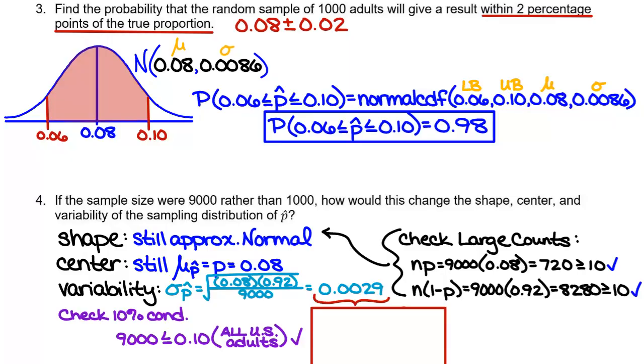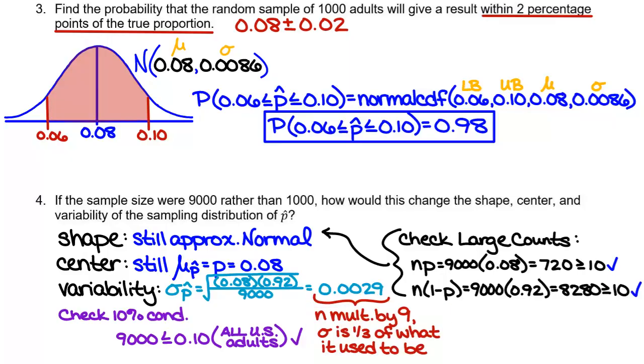3. Did we times that by 3 to get that? 1/3. The numerator didn't change, so again, it's like the numerator got multiplied by 1. The denominator got multiplied by 9, and then it's all underneath the square root. So I do the square root of the numerator and the square root of the denominator. I get 1/3. Is it still 0.08? N got multiplied by 9, so sigma is 1/3 of what it used to be.